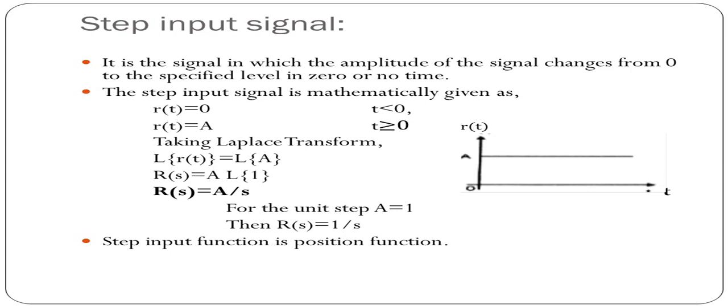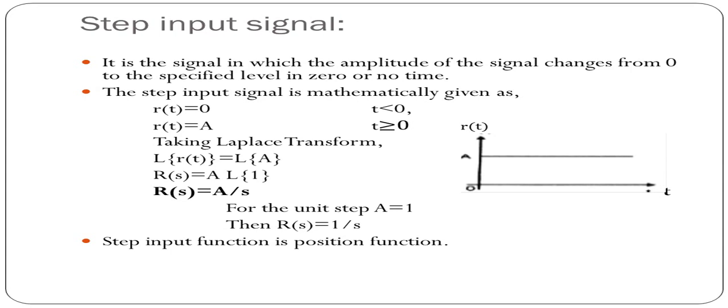We can mathematically represent this step input signal as r of t is equal to 0 when t is less than 0. You can observe in the diagram r of t is 0. So r of t is nothing but the input. It is 0 when time is less than 0. Then the input is equal to A when time is greater than or equal to 0. From the diagram, when the time is greater than or equal to 0, then the amplitude of r of t, that is this signal, is equal to A.